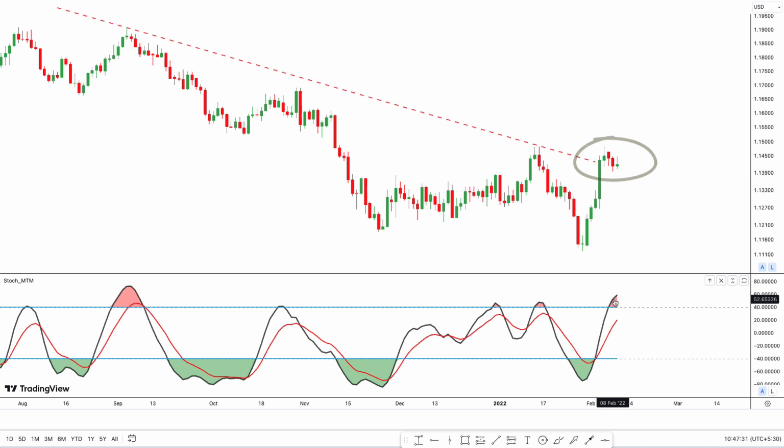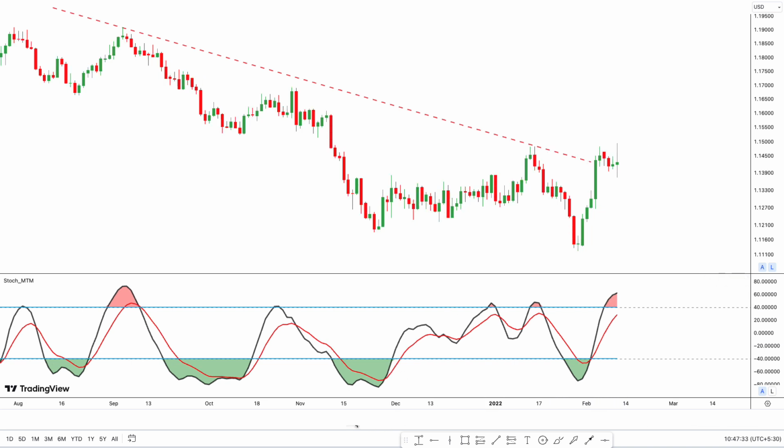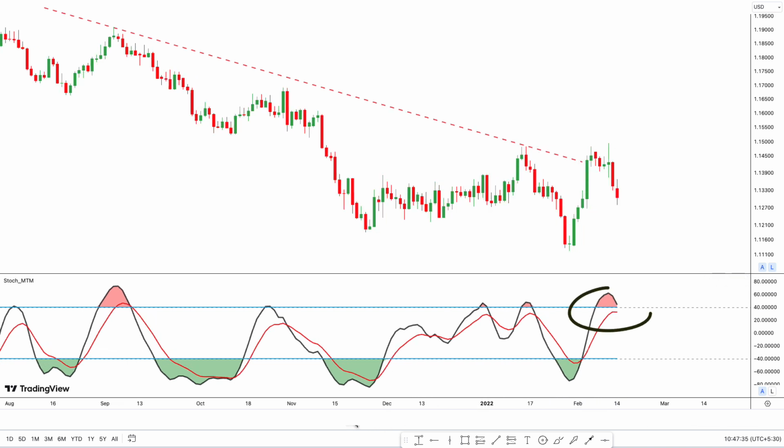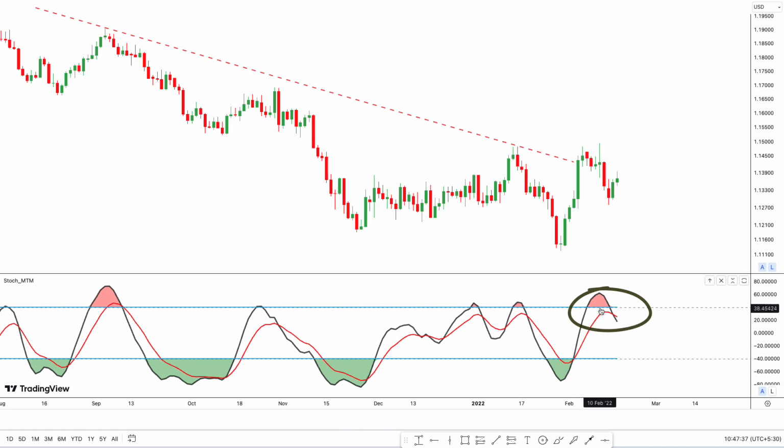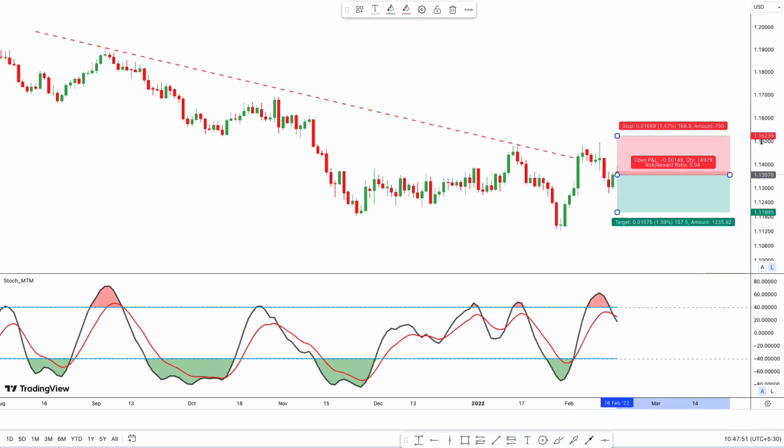After we have the pullback, we want the stochastic oscillator to come back below the upper band and cross below this red EMA. This crossover indicates the end of the pullback and the beginning of a bearish trend continuation. And this is where we're going to enter our trade.